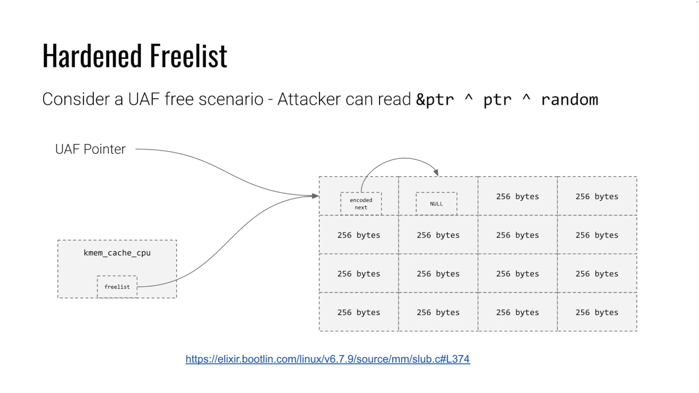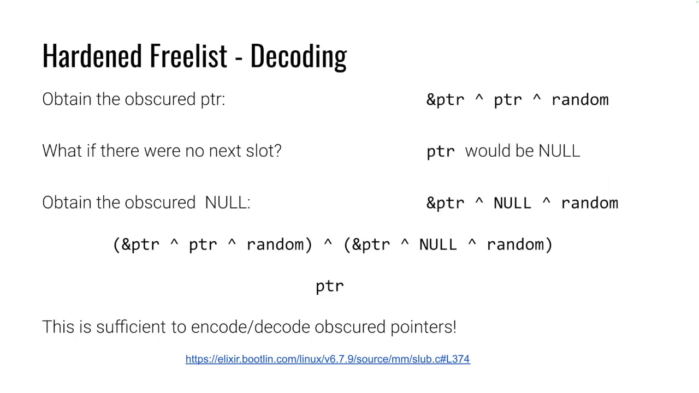If we were to create the scenario where there is no pointer value, then the attacker can read the address of the pointer XORed with the random value. Now, neither of these are useful really on their own. Well, that's not entirely true. But they don't help the attacker know the location of any of the slots on their own. But together, these two values allow the attacker to reveal that pointer.